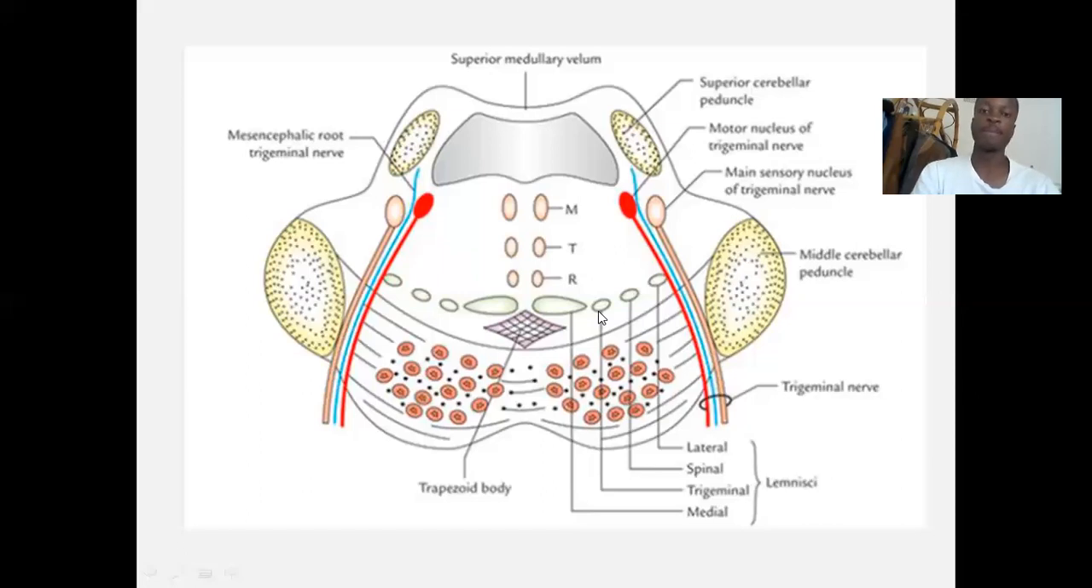Because remember, the thalamus will be having the ventral posterolateral nucleus subserving from the neck down. Then the neck and the head, they're going to go to the ventral posteromedial nucleus of the thalamus. Right.